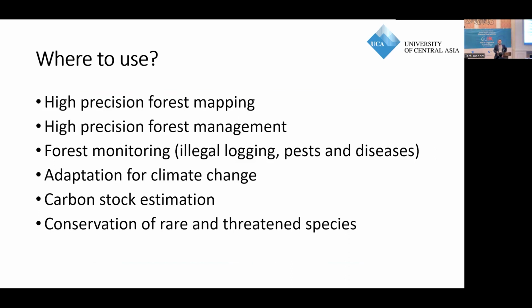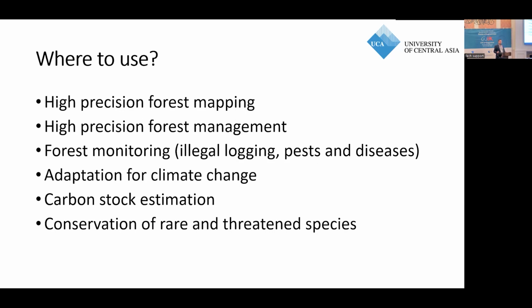I guess I have already covered this slide. So where can we use this information? For high precision forest mapping, for high precision forest management, for forest monitoring, like illegal logging. If there was a tree and there is no tree on the next image, then maybe the tree was cut by somebody and people may go there and have a look at what has happened to it.